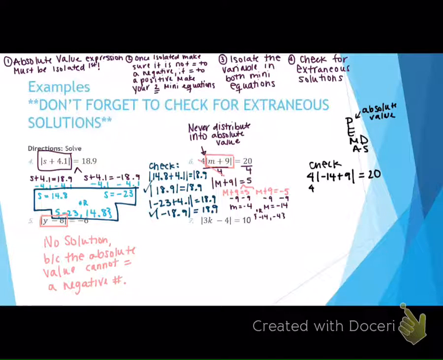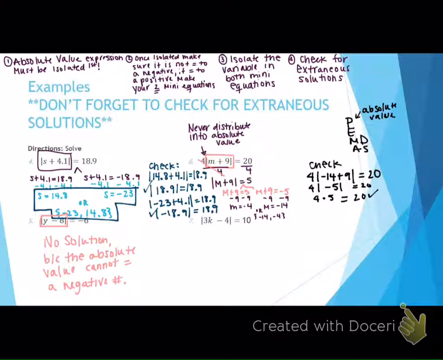So I get 4 absolute value of negative 5 equals 20, which is 4 times positive 5, because the absolute value of negative 5 is positive 5, which is a true statement. That works. Again, make sure you're following order of operations. You must do all the absolute value first.